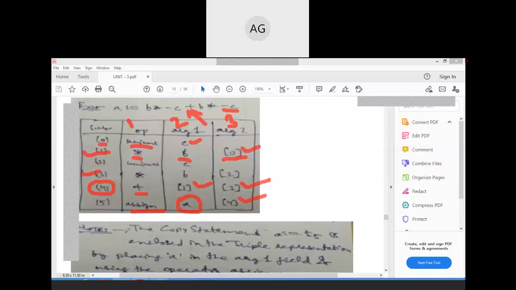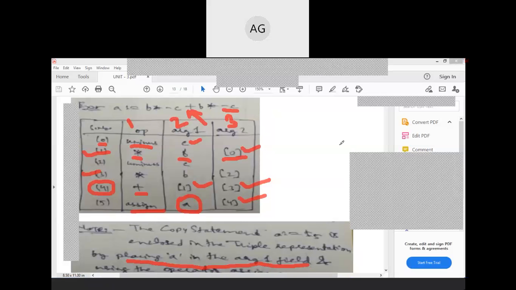The copy statement A equal to T5 is enclosed in the triple representation by placing A in the argument 1 field and using the operator assign. So always remember that in the last statement of the triple structure, if we are storing the final value, then that final value is going to be stored in the argument 1 and not in the argument 2.